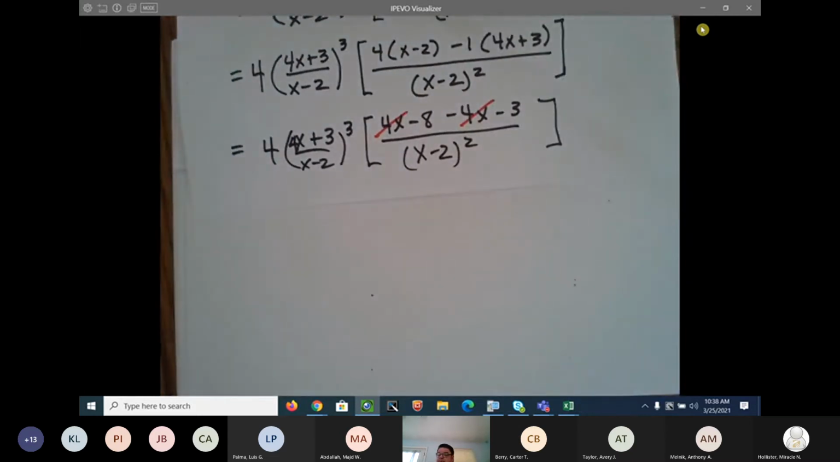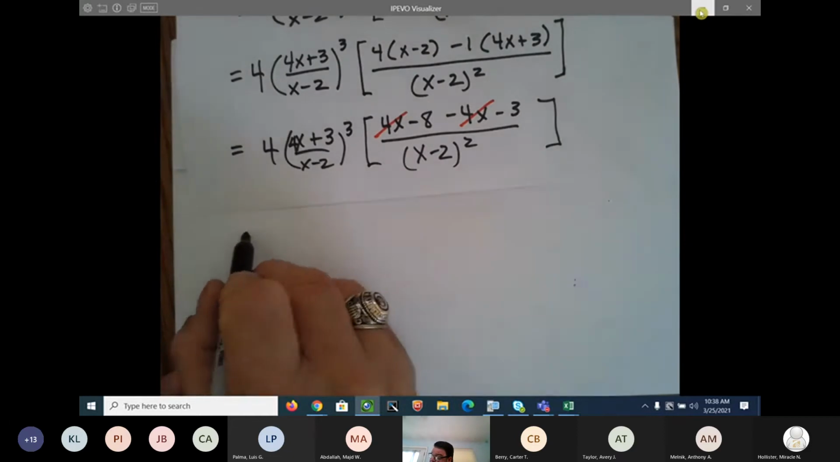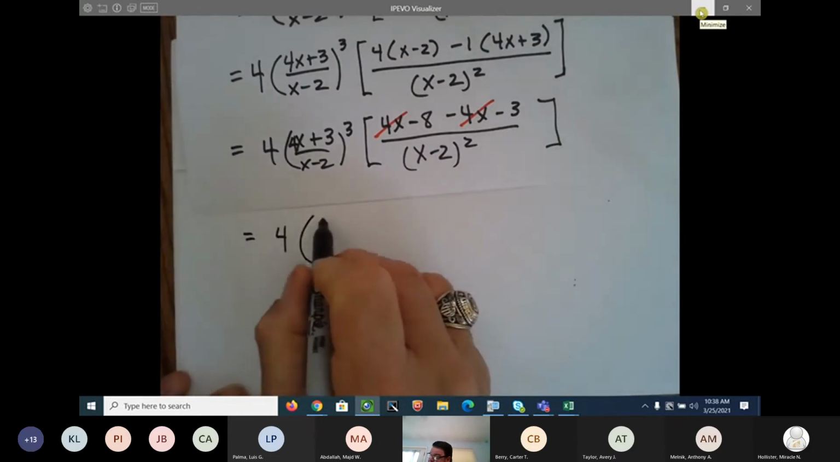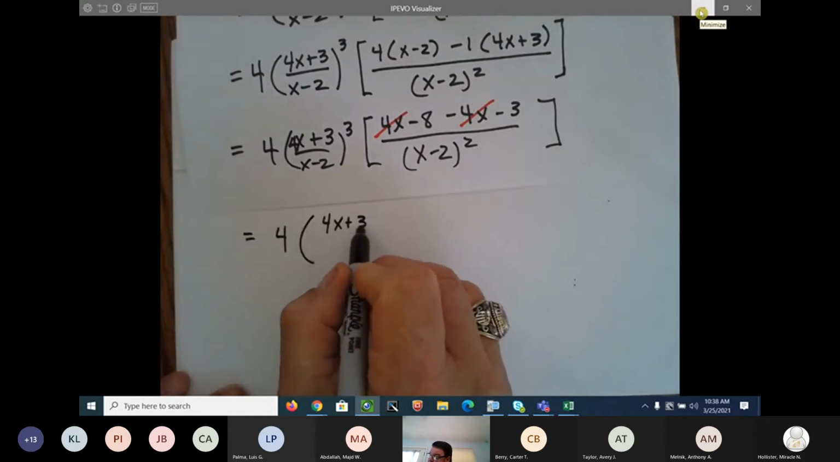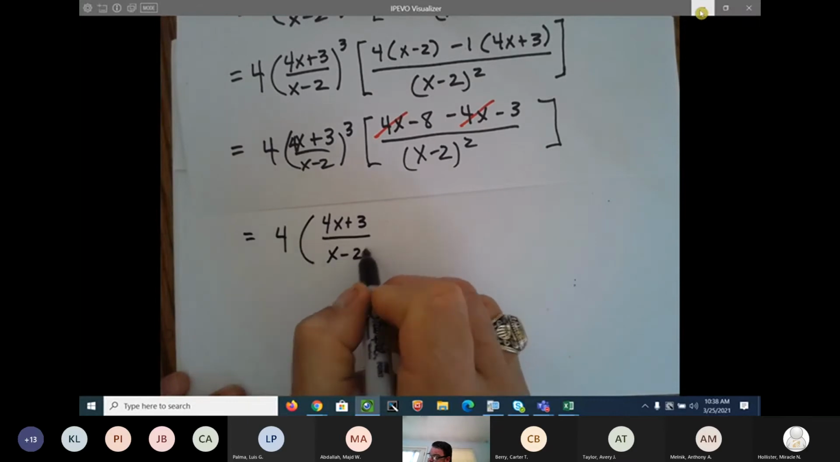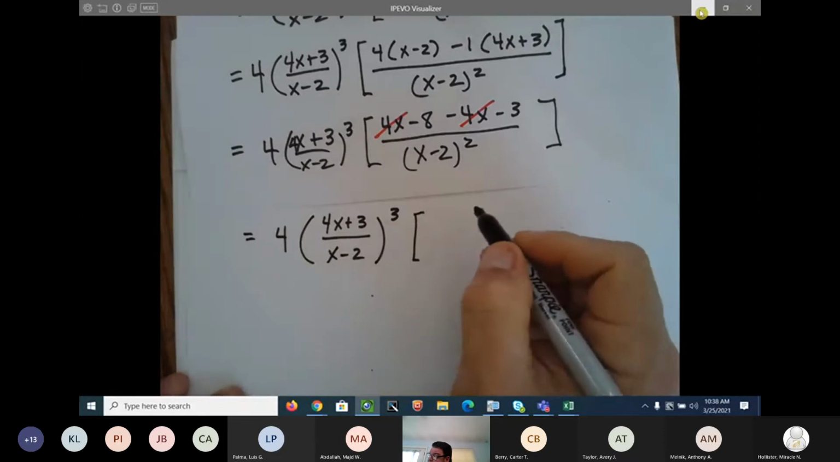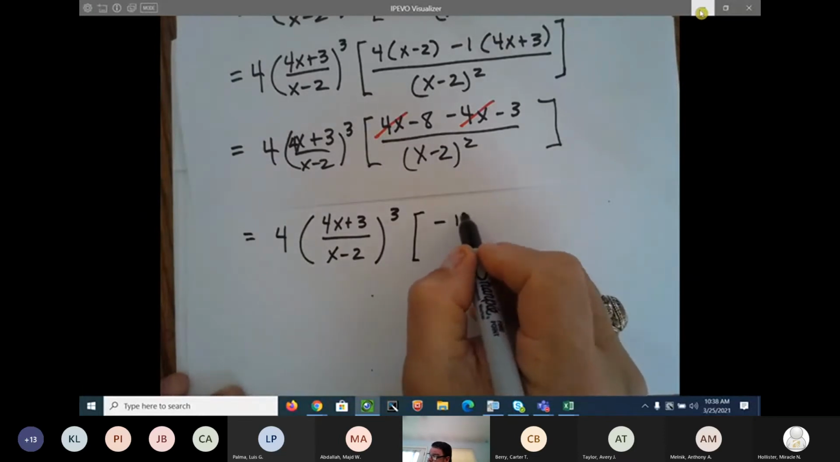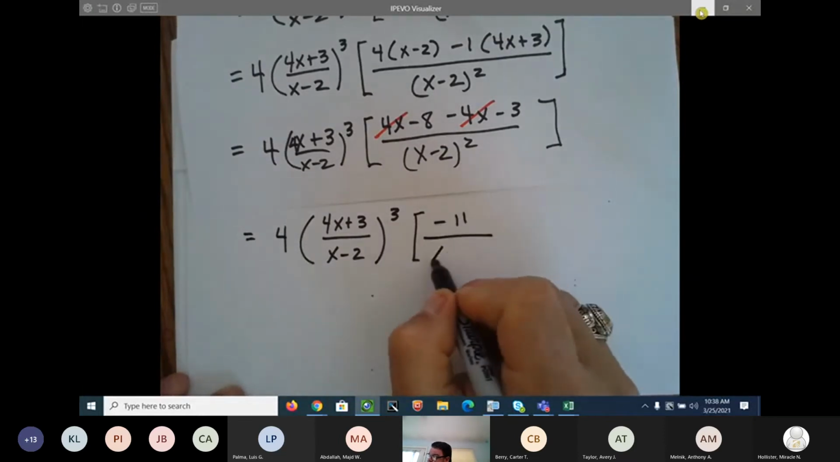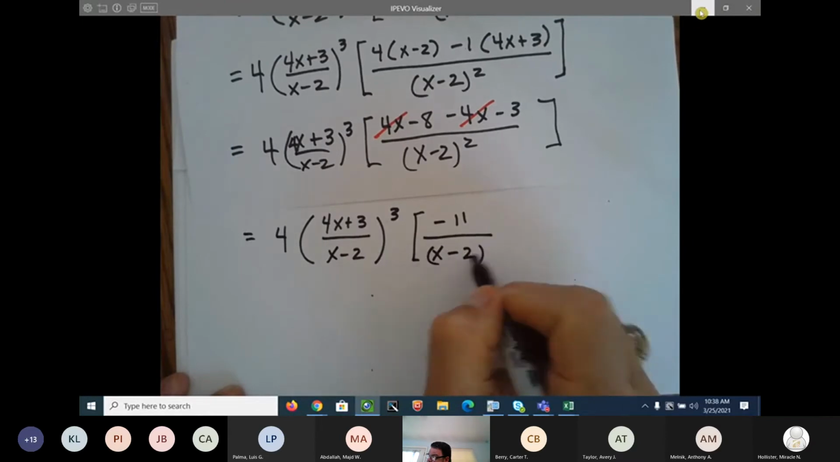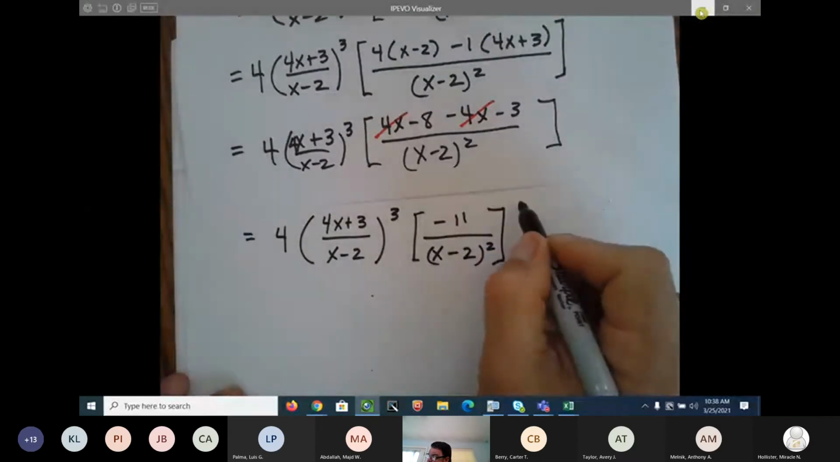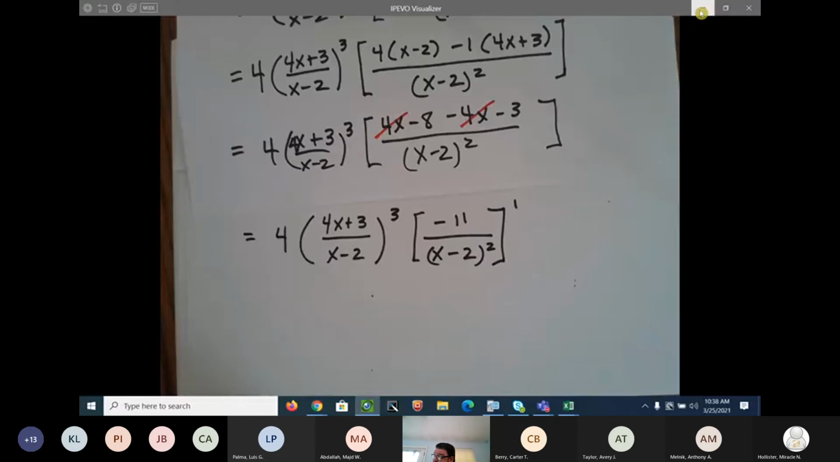And that's going to leave us with 4 times (4x plus 3) over (x minus 2) to the third power, times negative 11 over (x minus 2) to the second power. And I'm going to say that's probably as far as you're going to go. You're not adding or subtracting, you're multiplying here.